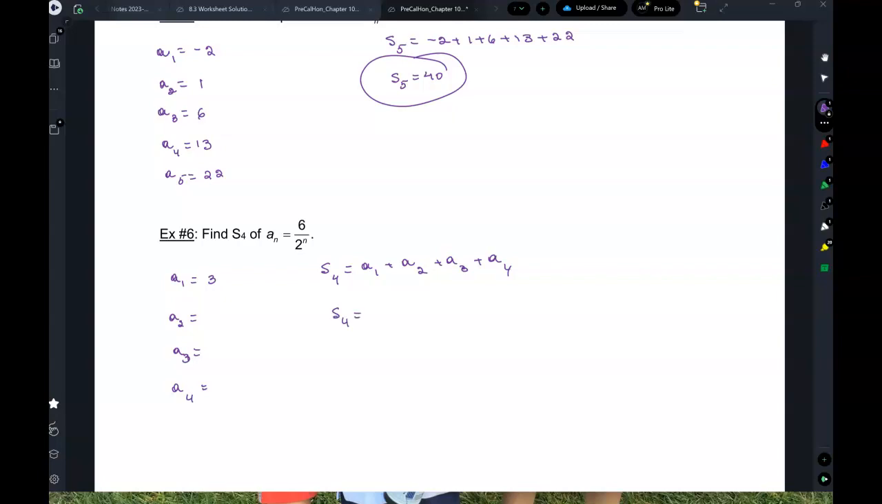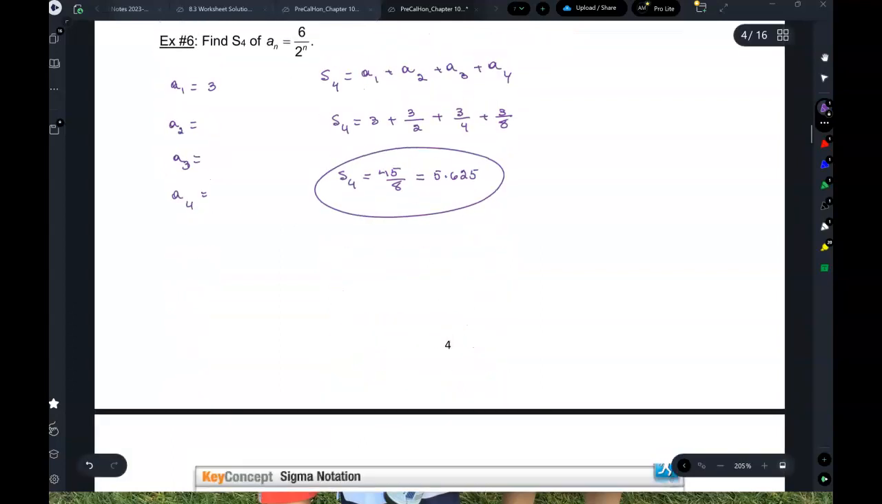So S sub 4 is 3 plus, it's 3 halves, right? Let's go with fractions. Plus 3/4 plus 3/8. Isn't that cute? So this is 45/8 or 5.625. Now, you will have your calculators available for these, right? So if I ask you to give it to me in exact form, you can just convert it to a fraction with your calculator.